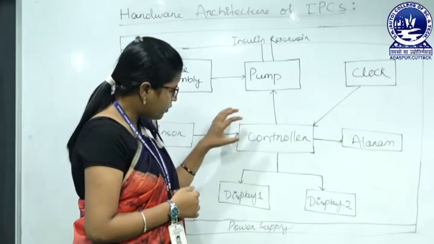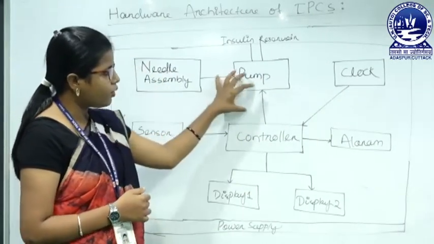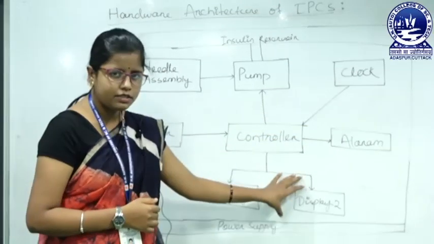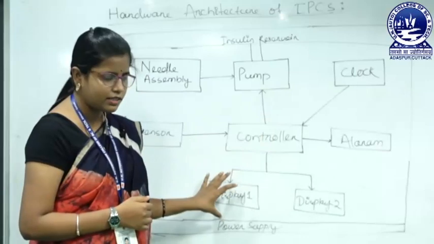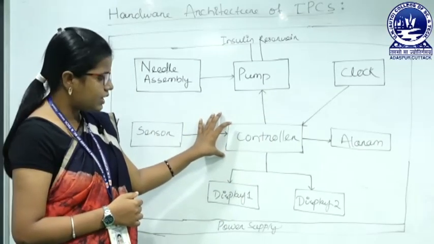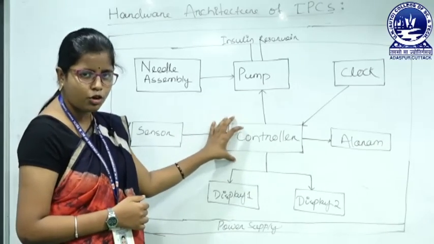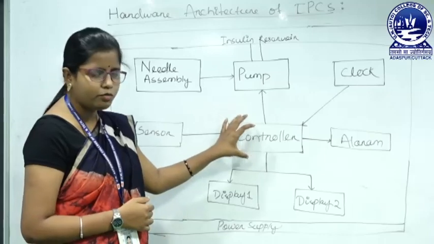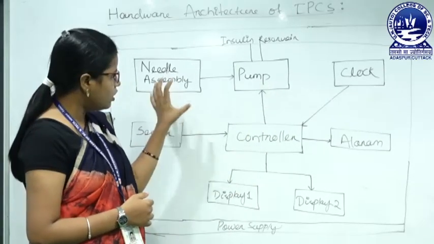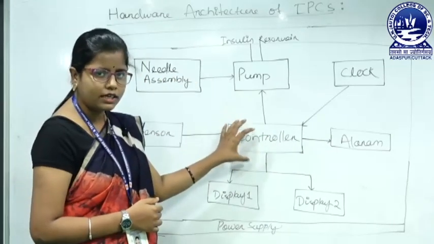Next, we have the controller. All these things, that is needle, pump, clock, alarm, sensor, display, screen, are the hardware devices, and the central thing, the heart of the embedded system, is the controller. This is the software. The responsibility of the controller is to control all these hardware devices, so they need to be connected to the controller.